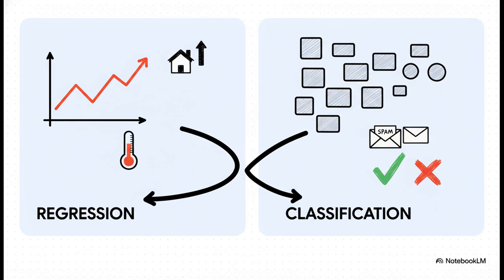Well, on one hand, you've got regression. This is all about predicting a number, some continuous value. Things like, what's the price of this house going to be? Or how many sales will we make next quarter? Then, on the other hand, you have classification. This is totally different. Here, you're trying to pin a specific label on something. Is this email spam or not spam? Is this transaction fraudulent? Yes or no?